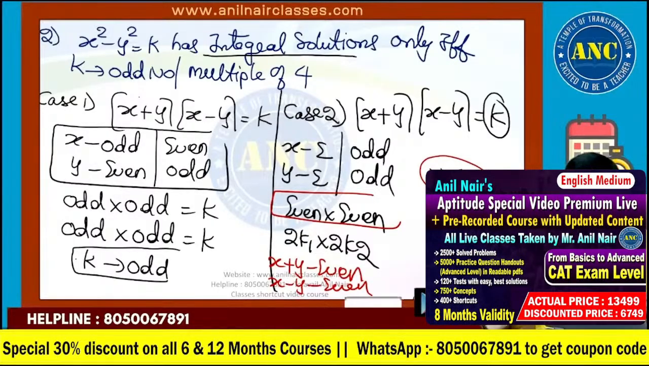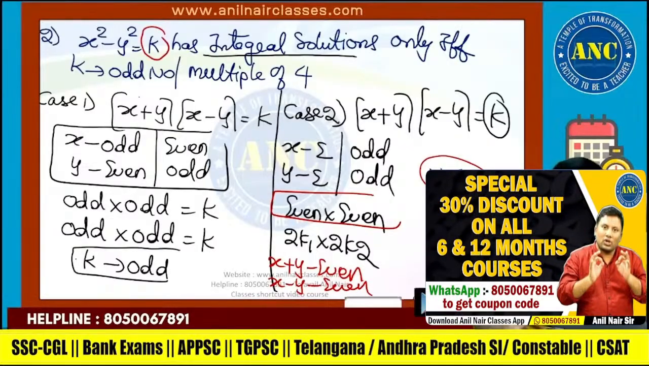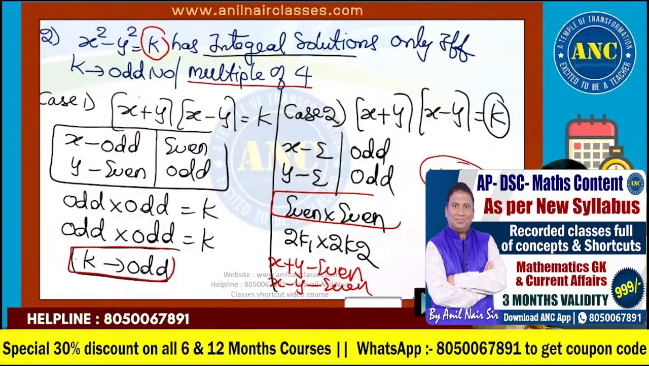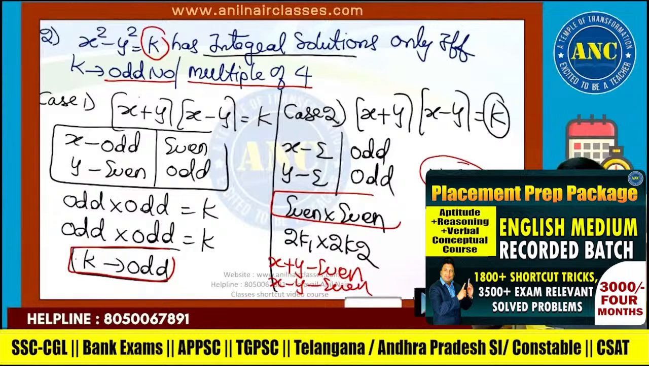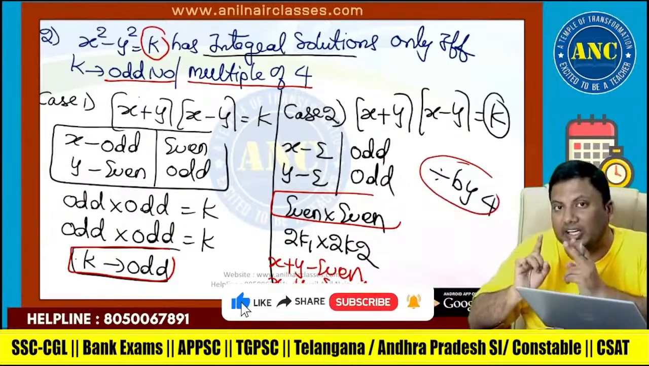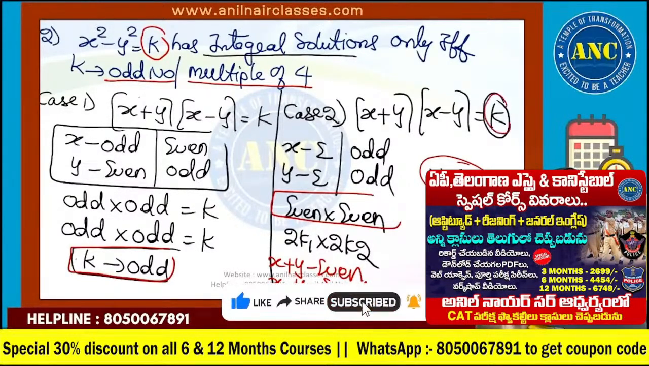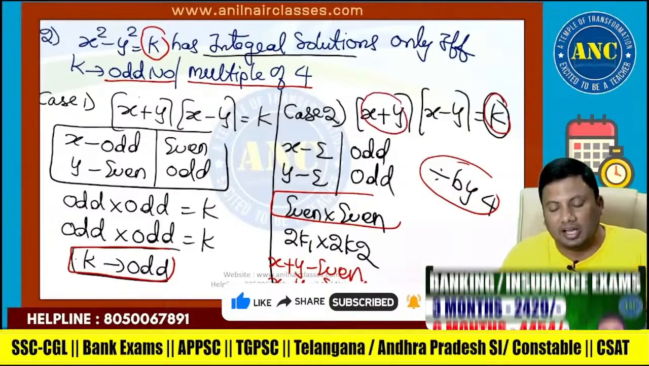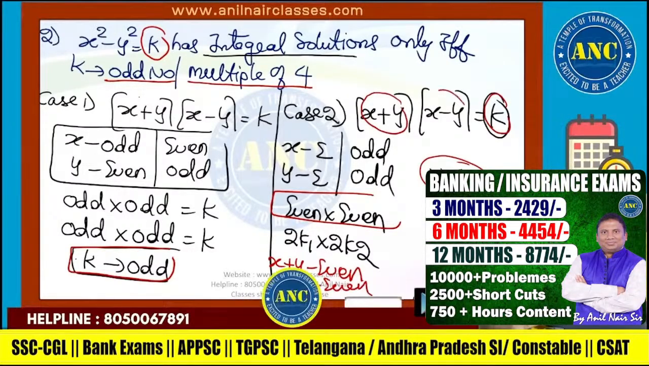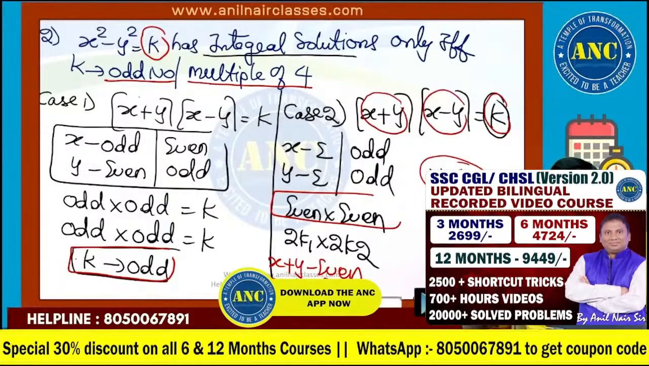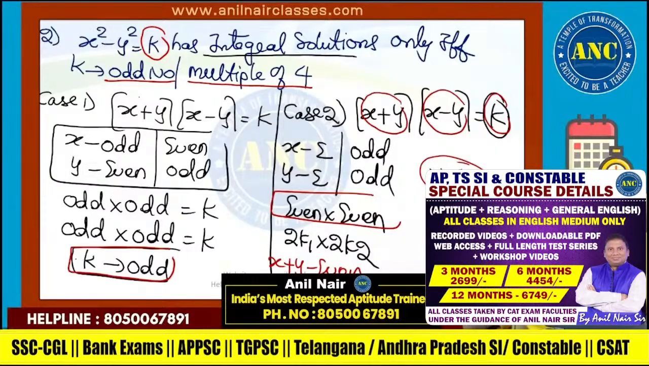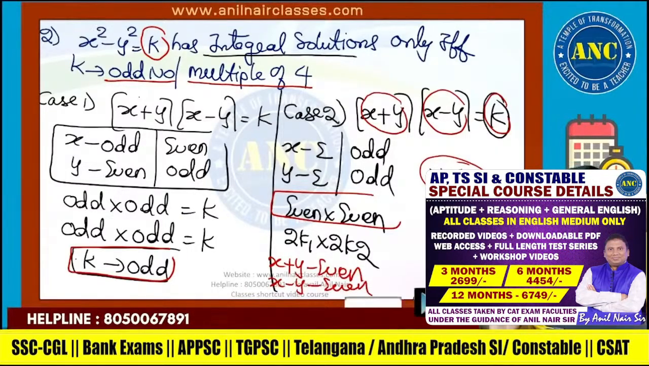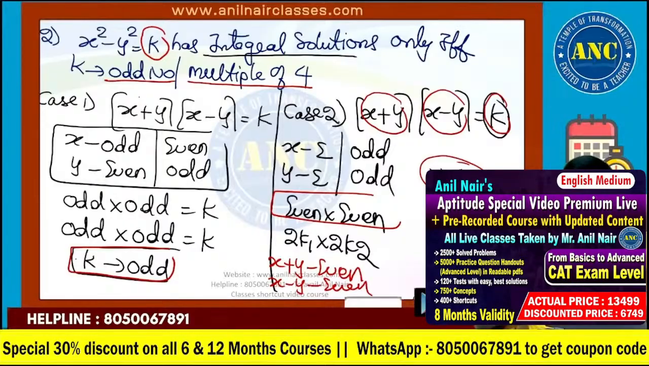Extremely important concept. The right hand side, only if it is an odd number or it is a multiple of 4, then x and y will take integral solutions. When will it be a multiple of 4? When this number is an even number, entire x plus y, and this number is an even number. Even into even, divisible by 4. If x is odd, y is odd: odd plus odd even, odd minus odd even. Even into even, divisible by 4. Case 1, case 2. I hope it is clear.